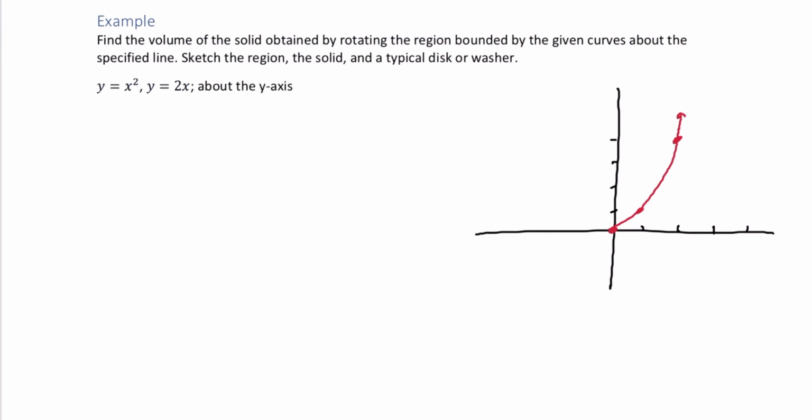And then we have y equals 2x. We can draw this line by, again, point plotting. (0, 0) is a point, (1, 2) is a point, and then (2, 4) is a point. So we have this line.